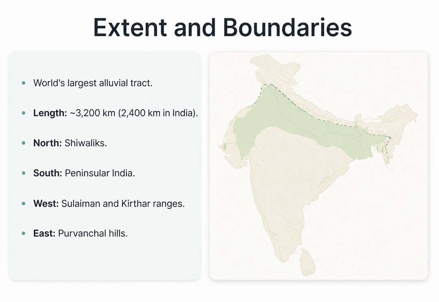It stretches for about 3,200 kilometers in total, with 2,400 kilometers of that lying within India. It is neatly boxed in by natural boundaries: the Shivalik Range to the north, peninsular India to the south, the Sulayman and Kirthar Ranges over in the west, and the Purvanchal Hills in the east.